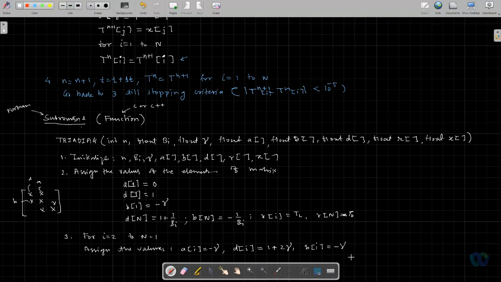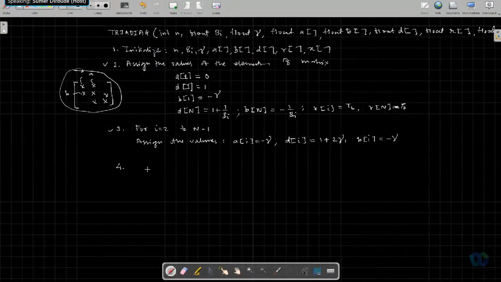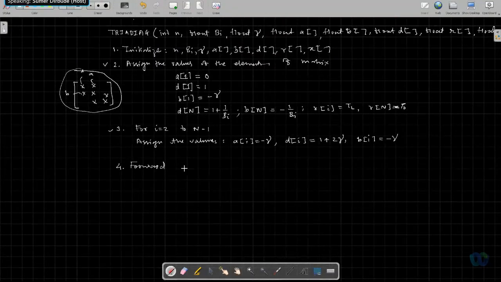By doing this, we have specified all these values with steps 2 and 3. Now the matrix is known, all the elements of the matrix are known. Once we know all the elements, the next step is to do elimination. This is called forward elimination.